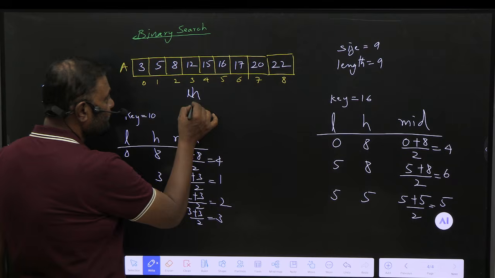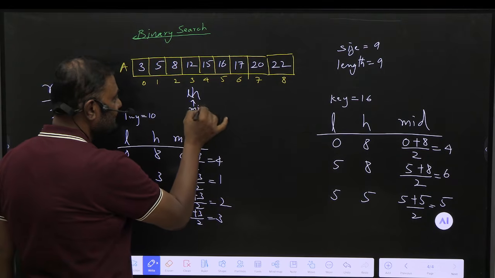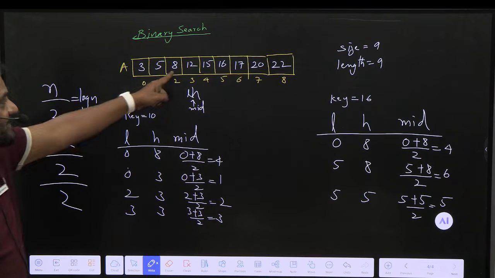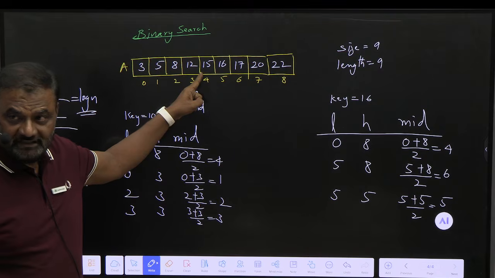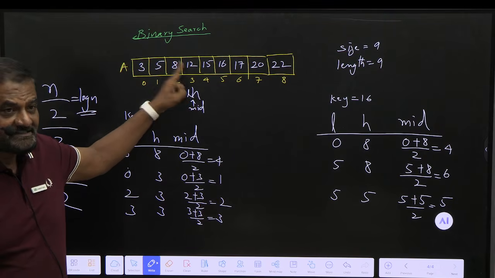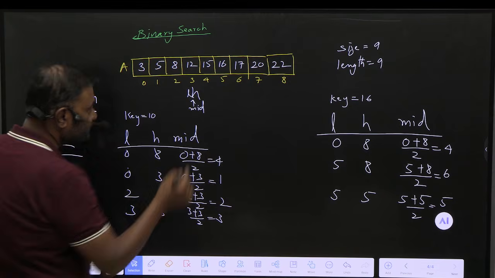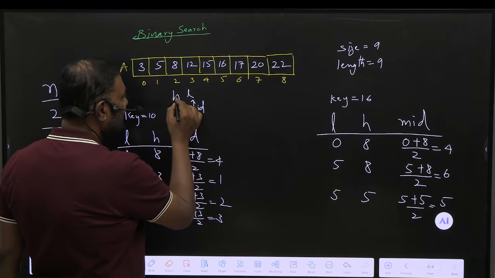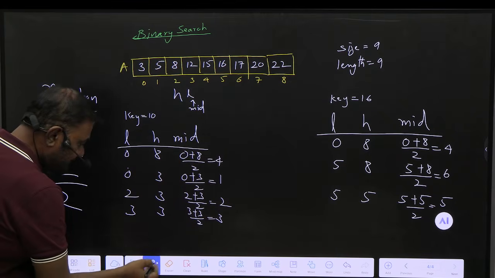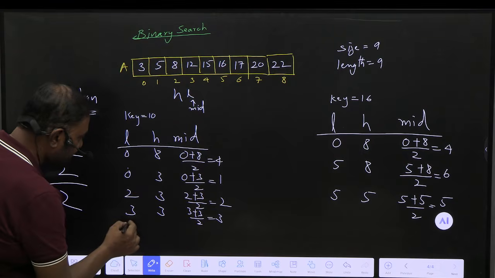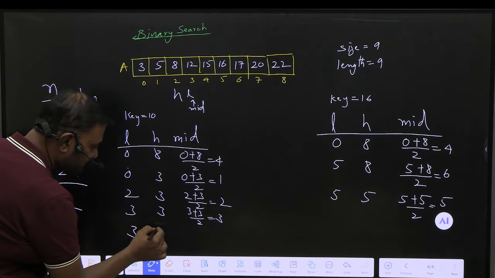This is new mid at 3 only. Check. Is it the element that you are searching for? No. 12 is not the element. So where is my element? The element is on the left hand side. So if it's on the left hand side, what should you move? You should decrement high to mid minus 1. Low remains as it is. High is how much? 2.